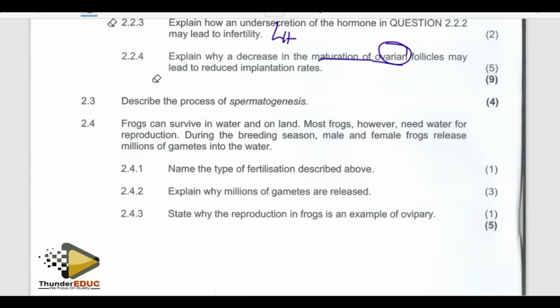Let's go to the next question. Describe the process of spermatogenesis.